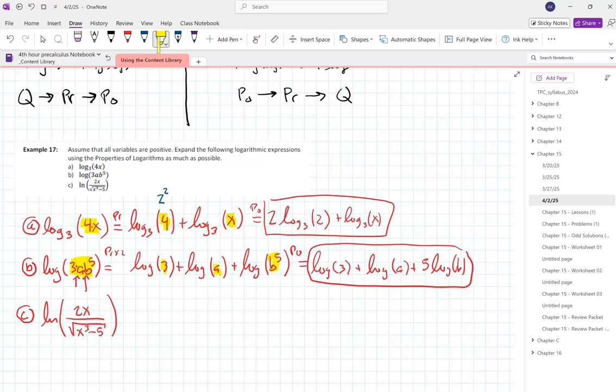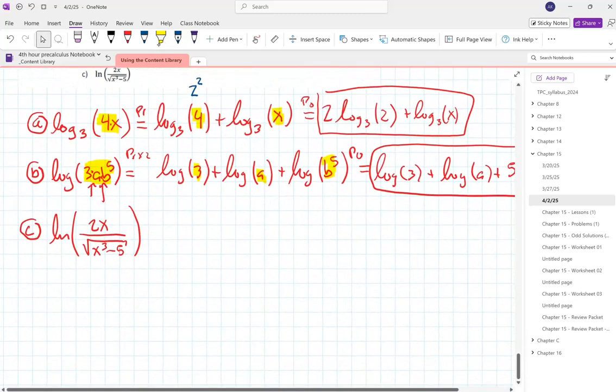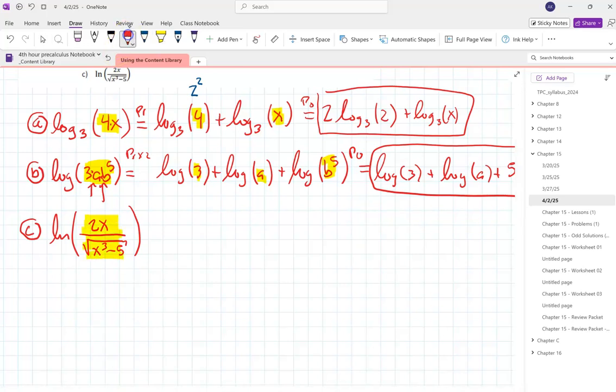Okay. So my last example for expanding, I still have some examples for condensing though. So we start looking in the logarithm. Do you see any division? Yes. So let's do the quotient property. So we have log of the top minus log of the bottom. Is everybody okay there? Very important that you get the order correct. So it's always top minus bottom.